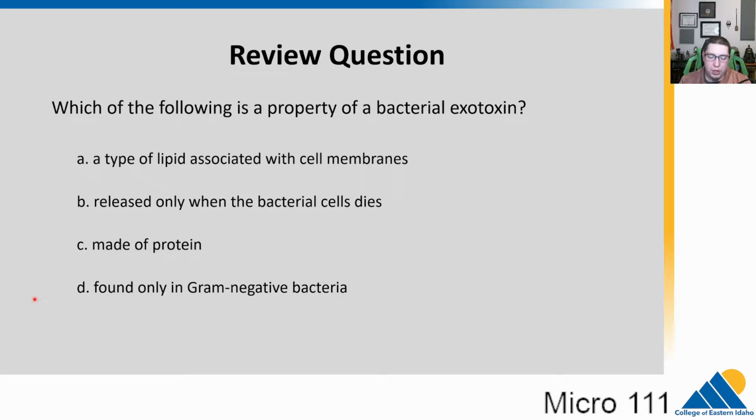All right, before we finish up this chapter, let's do some review here. Which of the following is a property of a bacterial exotoxin? Is it A, a type of lipid associated with the cell membrane, B, released only when bacterial cells die, C, made of protein, or D, found only in gram-negative bacteria? Go ahead and pause the video.